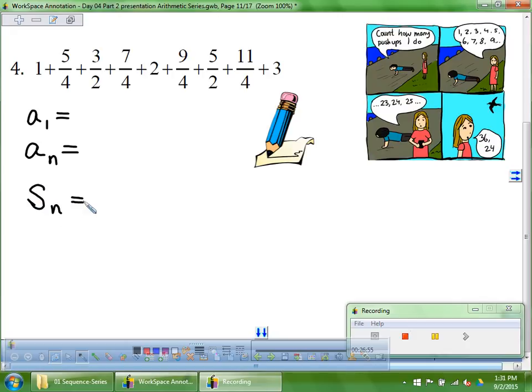This is what I want on your whiteboards, guys. A sub 1 equals, A sub n equals, and the total sum is. Go. Okay, so I've got about half of you that got it. I'm going to do it really quick.